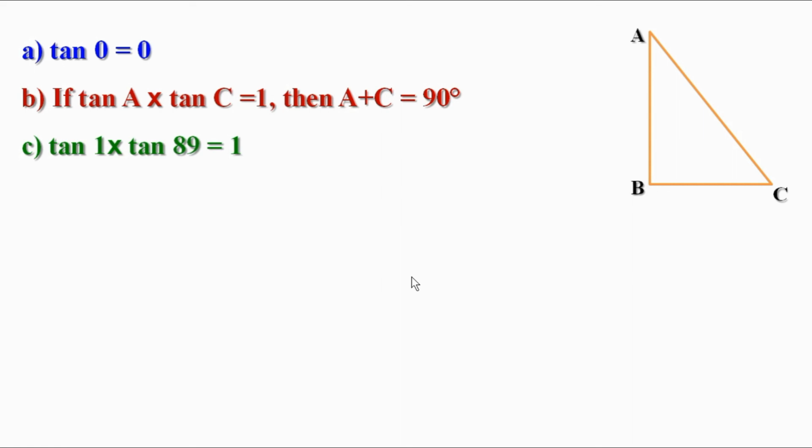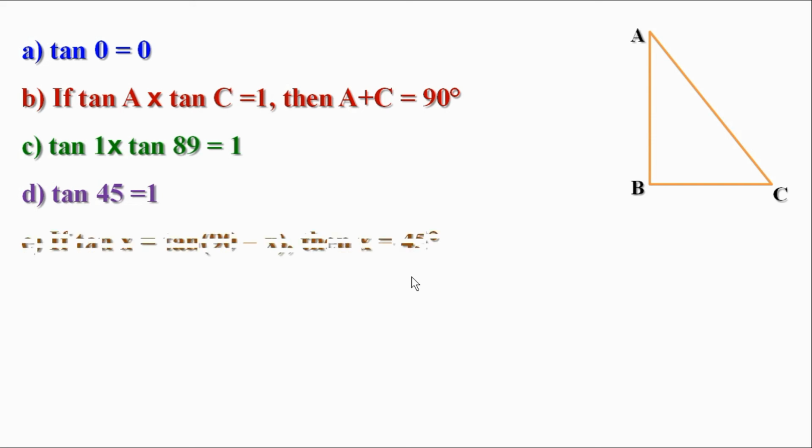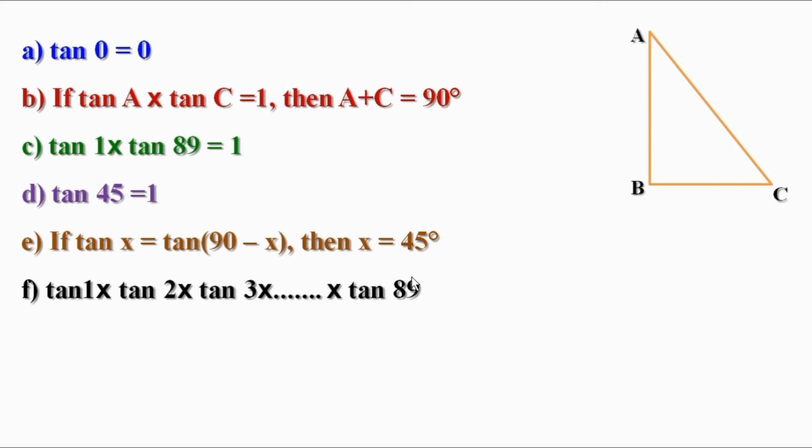Tan 45 equals 1. If tan x equals tan 90 minus x, then x equals 45. 45 equals 90 minus 45. Therefore, x equals 45. Tan 1 into tan 2 into tan 3 into etc. into tan 89. Let us make them pairs.